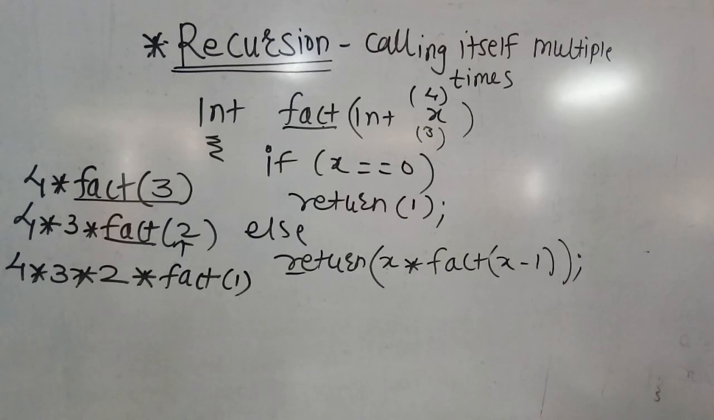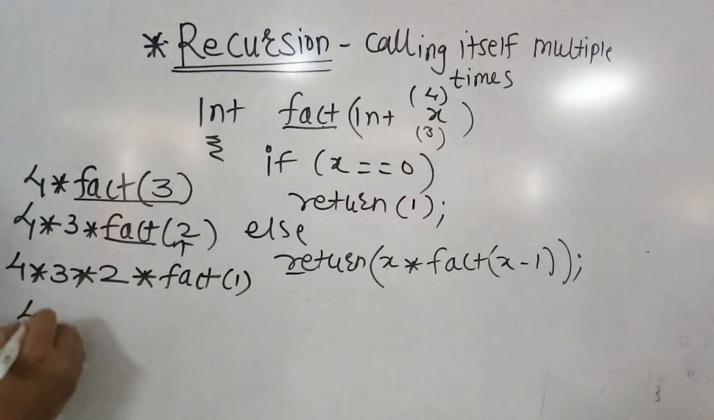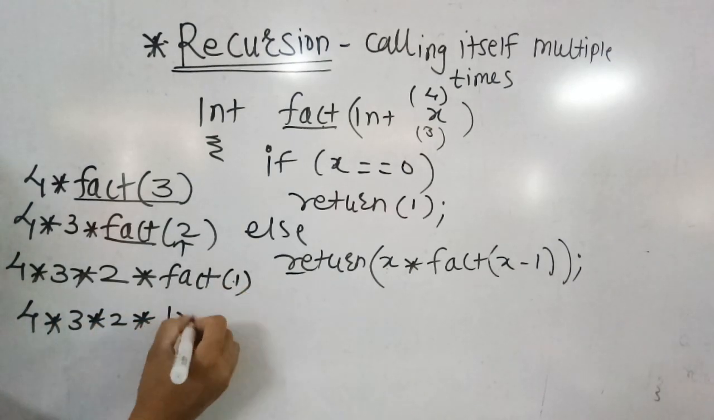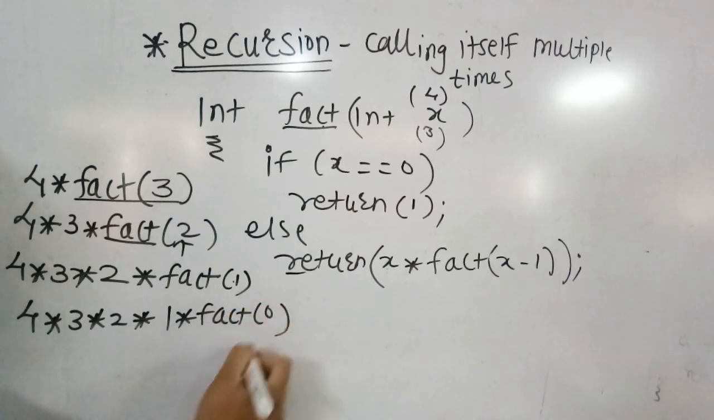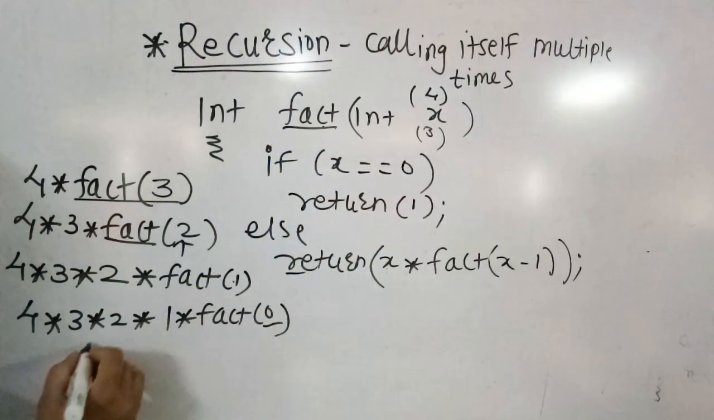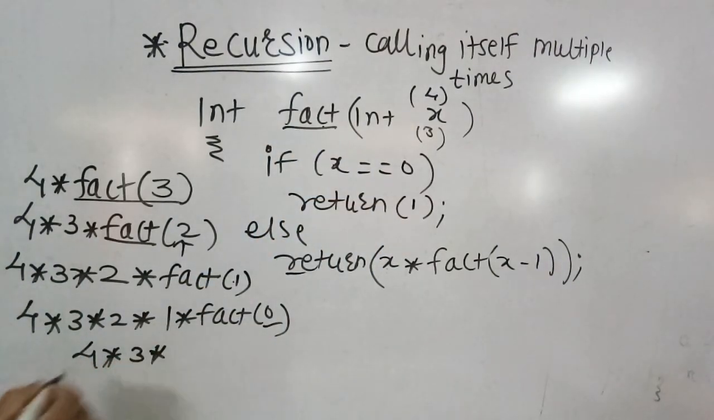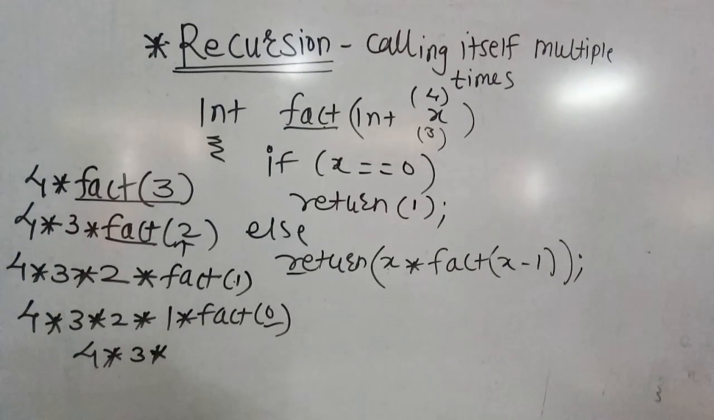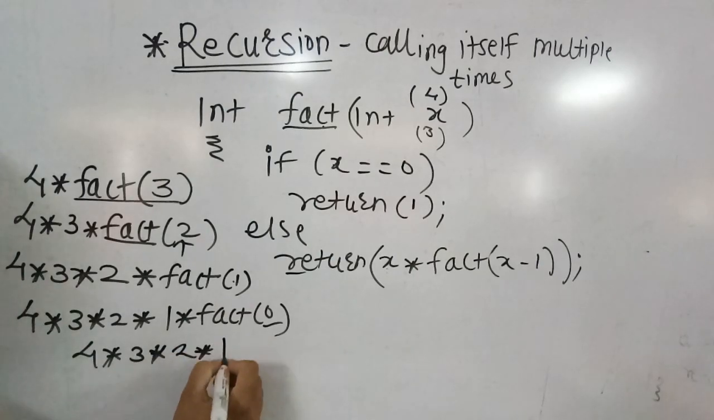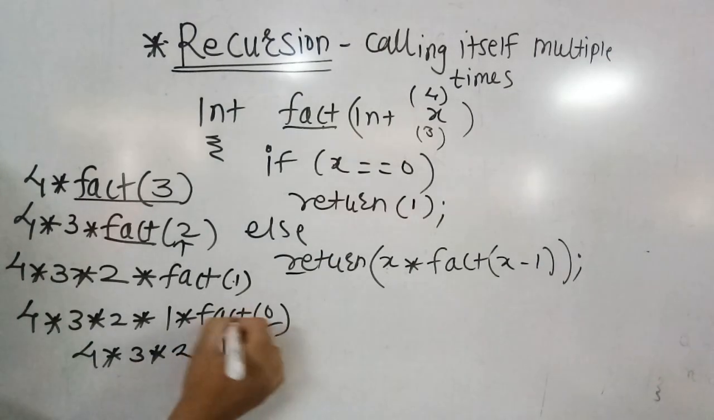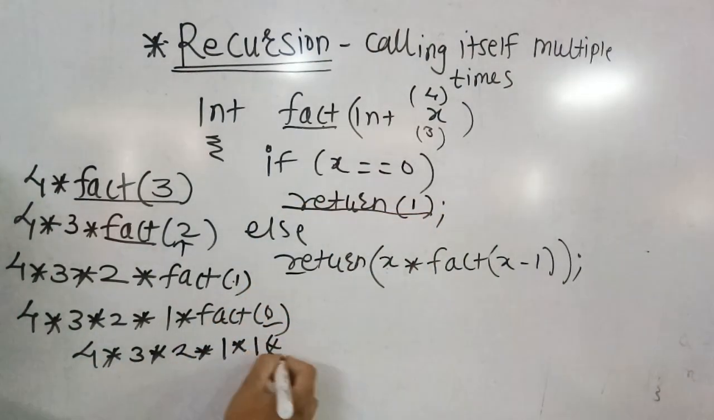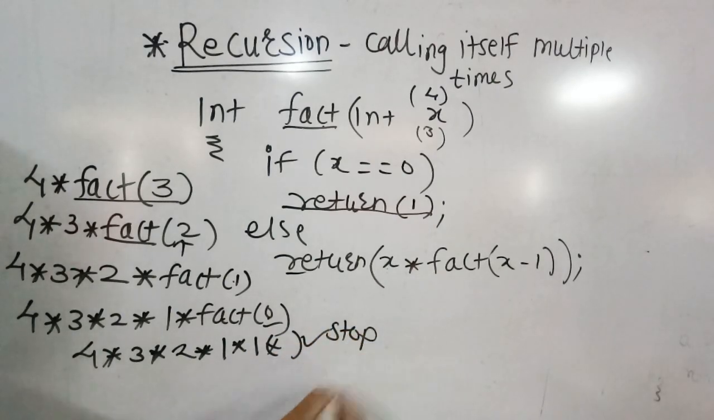Now how will it calculate? It will again go to 4 into 3 into 2 into, again 1 into fact of 0, because x minus 1 is 0. After the next iteration, 4 into 3 into 2 into 1, and again it will calculate fact of 0, that is 1. It directly returns 1. Here the actual procedure of the stack calling stops.